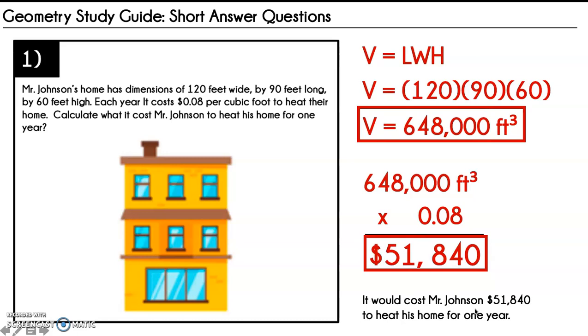So this is what your short answer should look like. You should have the volume work. You should have your multiplication cost work. And then you need a summary sentence just to answer the question. So we say it would cost him $51,840 to heat his home for 1 year.